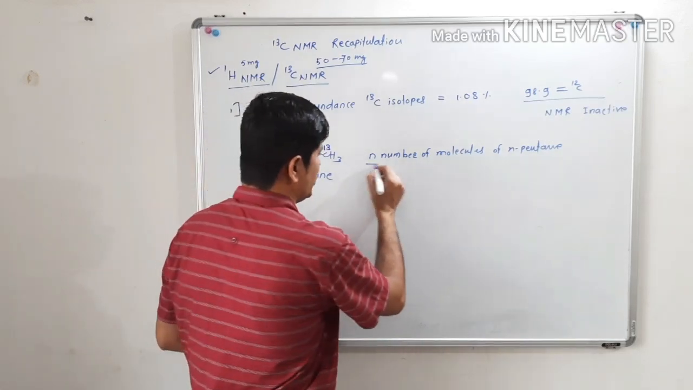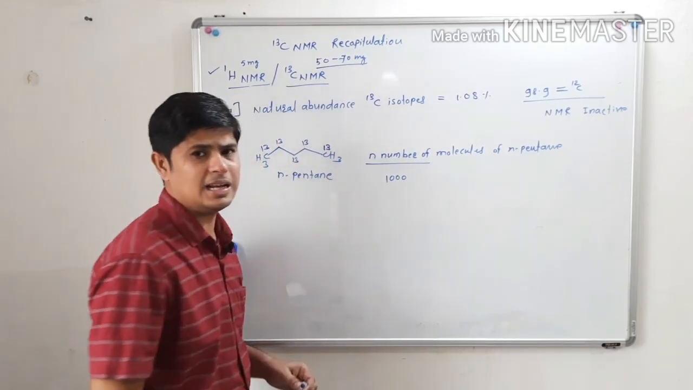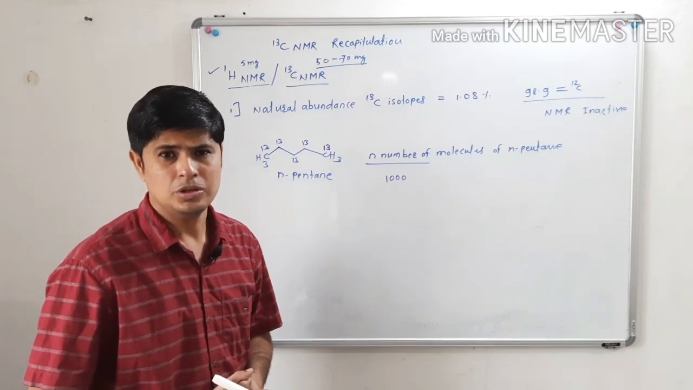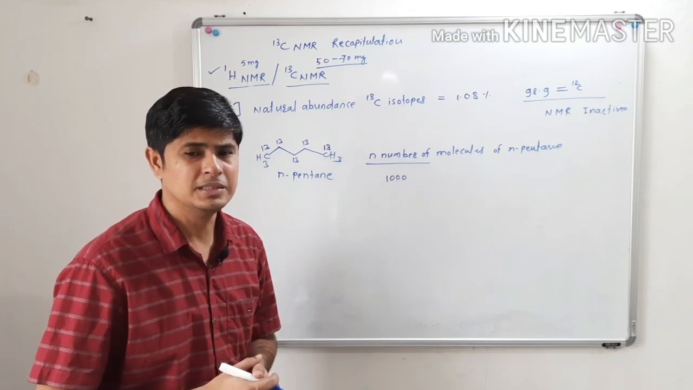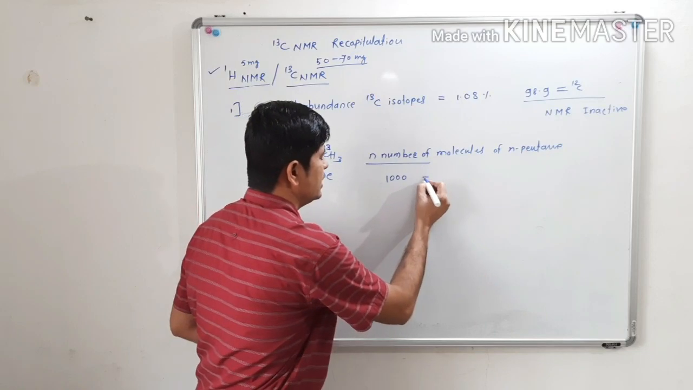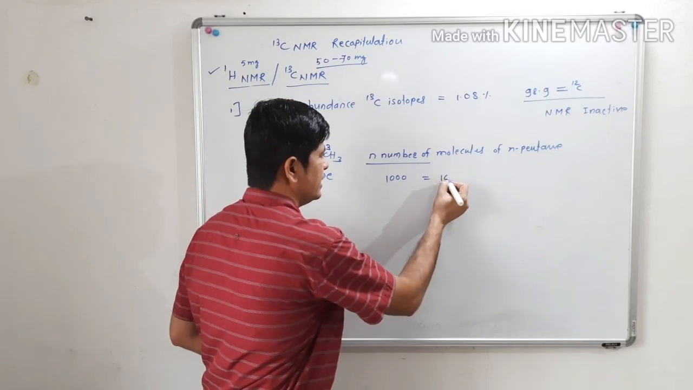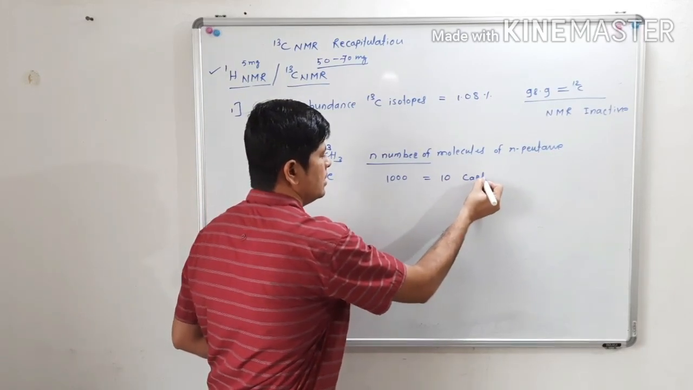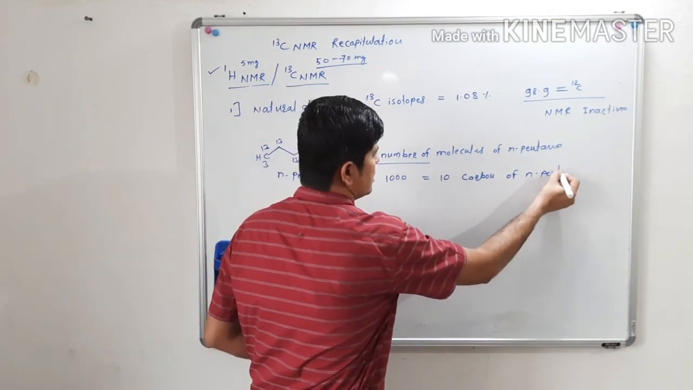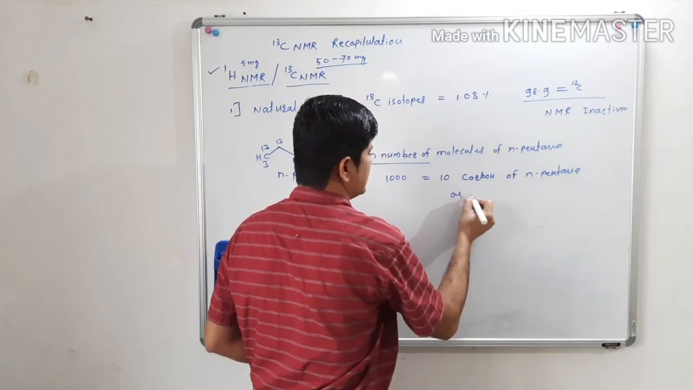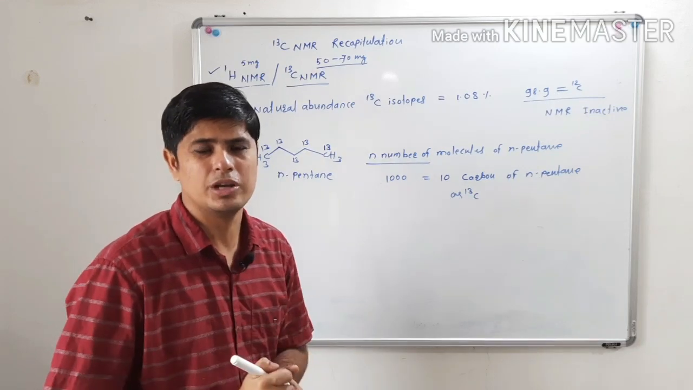Suppose there are 1000 molecules. So 1000 molecules means how much percent will be carbon-13? Suppose I consider 1%. Then I may get 10 carbons of n-pentane molecules as carbon-13.